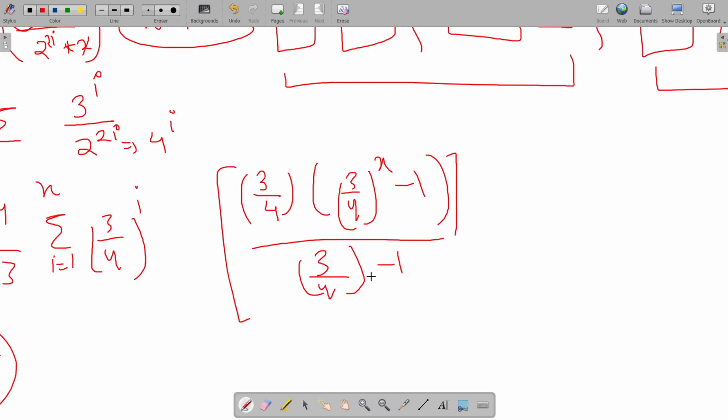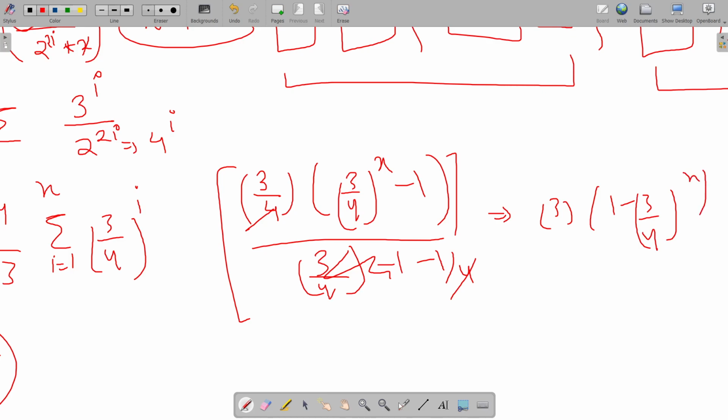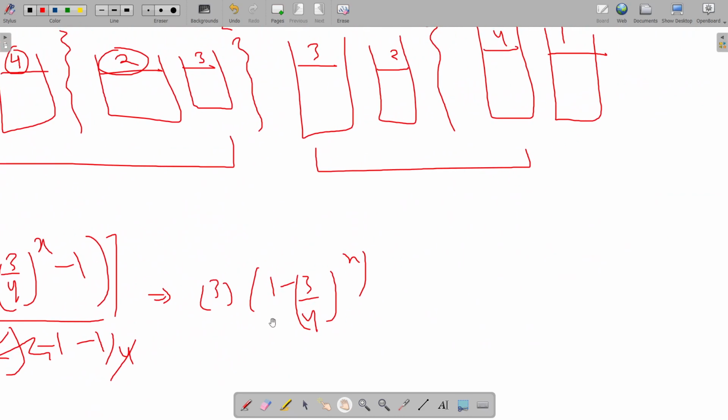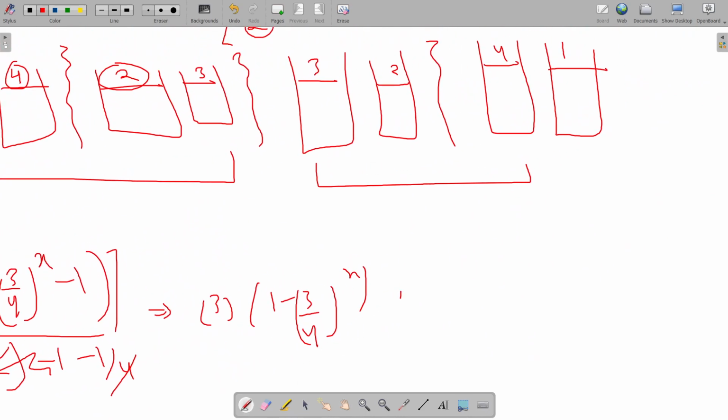And if you then open it, you will see, okay, this becomes minus 1 by 4. This becomes minus 1 by 4. This 4 goes to the top and cancels this, and you are left with 3 into 1 minus 3 to the power 3 by 4 to the power x. And you are also multiplying this by 2 to the power m by 3. So this will be multiplied by 2 to the power m by 3. These two also cancel out. So your final formula is something like this.